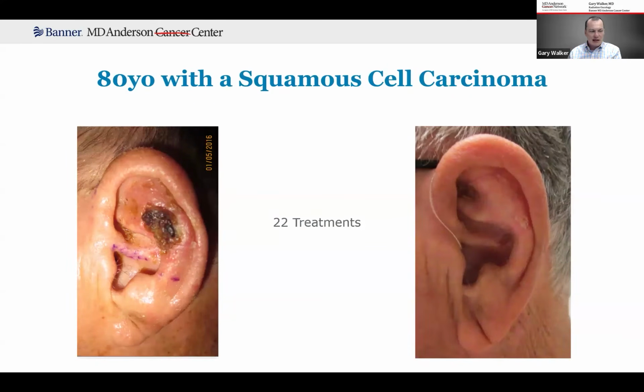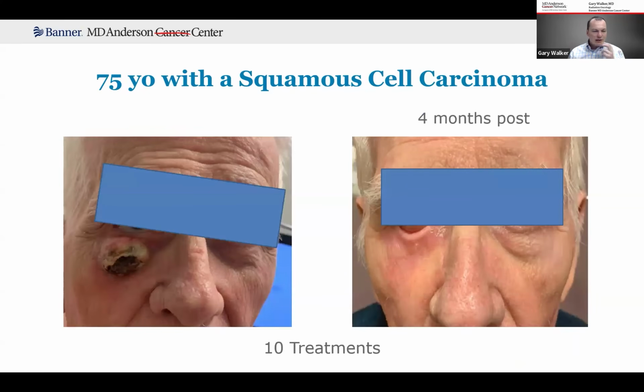So just some case examples. Here's a patient with a squamous cell carcinoma, which is a common skin cancer in the ear. And you can see the lesion here on the left slide. This would be a very challenging surgery in that there's cartilage right below this. The patient may have to have some type of surgical reconstruction with plastic surgery. And so the patient opted for radiation therapy. Here's the patient several months later, and you can see the lesion responded really well, and the patient had a complete response to treatment.